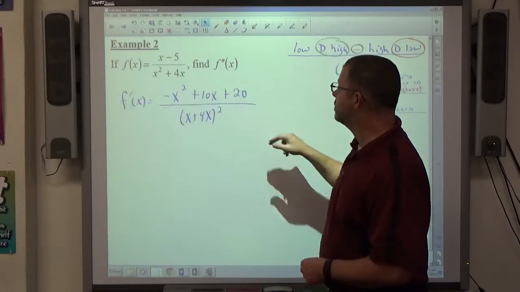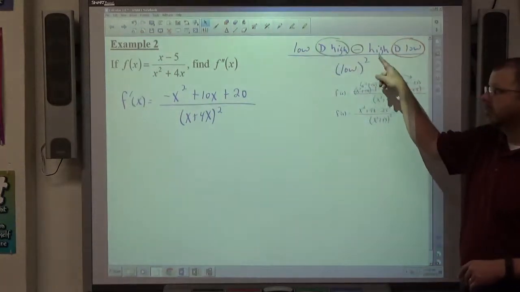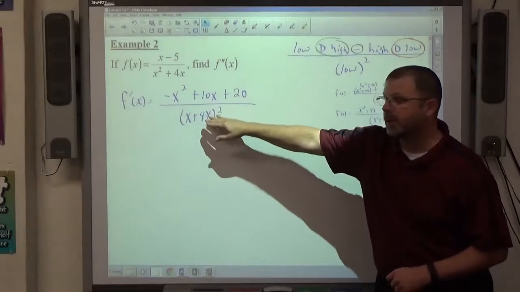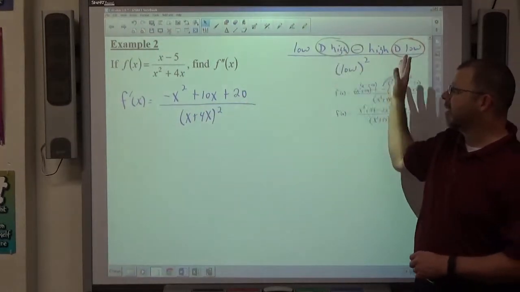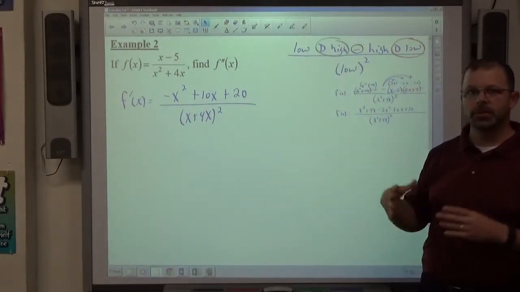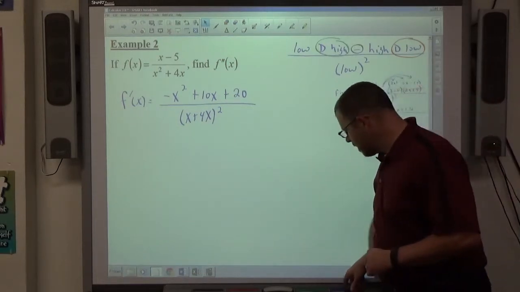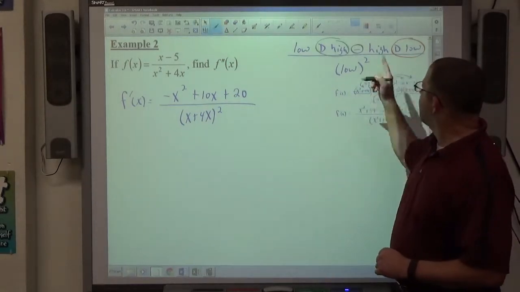And again, I've got a quotient, top over bottom, right? So I got to do low d high minus high d low over the square of what's below, right? The same rule, all right? What I want you to see here is the d low part.